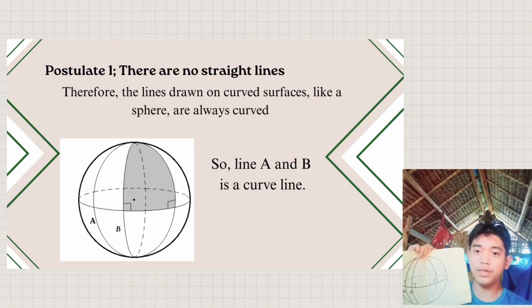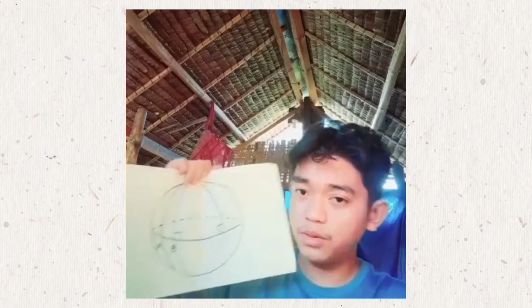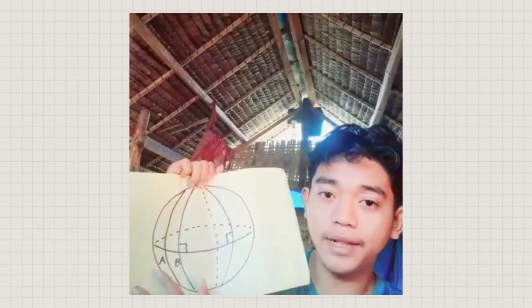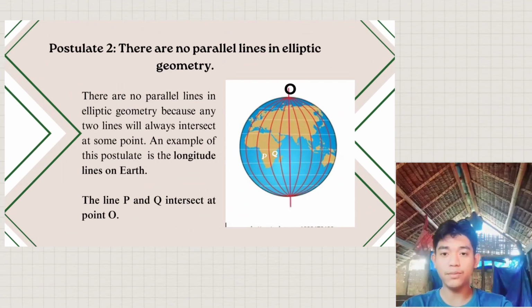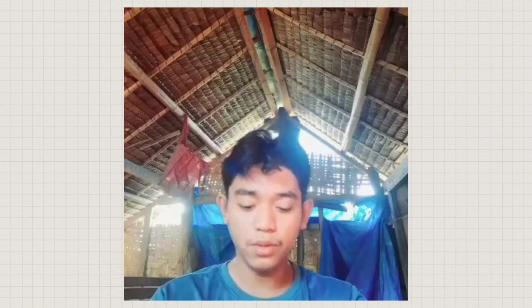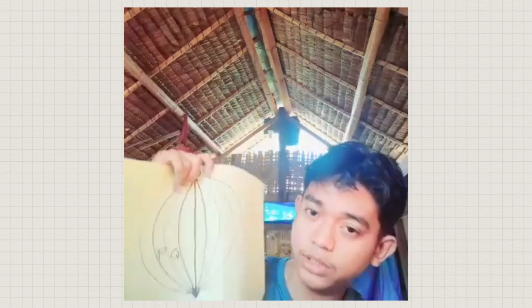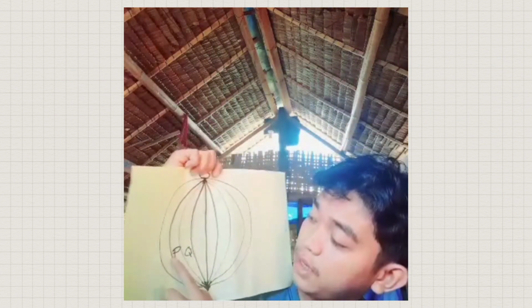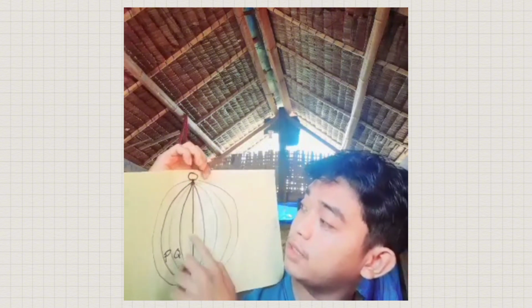Postulate number 1: there are no straight lines. Therefore, lines drawn on a curved surface like a sphere are always curved. In this illustration, line A and line B are curved lines. Postulate number 2: there are no parallel lines in elliptic geometry, because any two lines will always intersect at the same point. An example of this postulate is the longitudes of the Earth. This illustration is an example of postulate number 2: P and Q will intersect at the same point O.